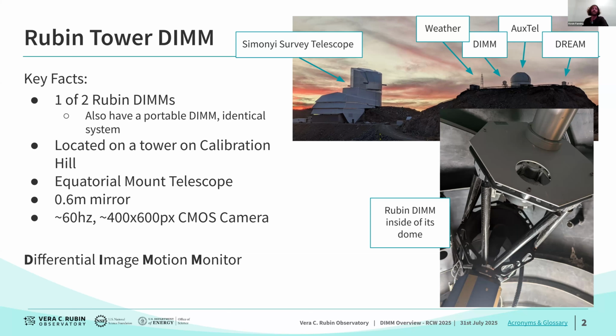The DIM is a complete telescope, the smallest telescope in our observatory. It's a 1/2 meter mirror with a 60 hertz, 400 by 600 pixel or so CMOS camera. This sort of high image taking rate is how it does its DIM measurement, which is 2 images of the same star on its focal plane and watching them jiggle around to first order. Here to the right, you see as well in view of the DIM inside of the dome.